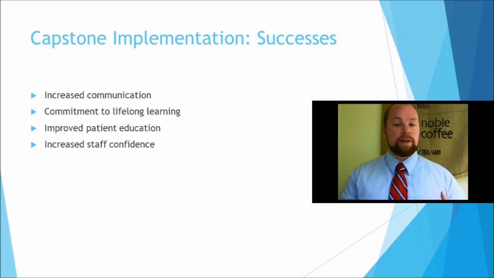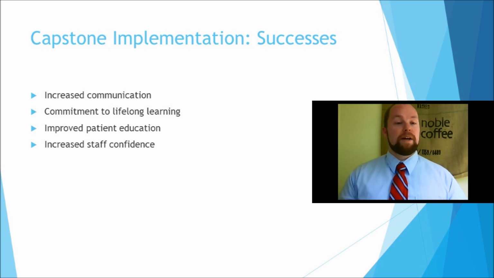Some successes about our implementation for our project was that we had increased communication, which is always good in the healthcare environment, to make sure that physicians, mid-level providers, senior leadership, then the staff nurses are on the same page, that we're educating patients how they need to be educated, how their medical oncologists want them to be educated. This process demonstrated a commitment to lifelong learning, which is important for every nurse to continue to learn and be ready to adapt to the changing healthcare environment.